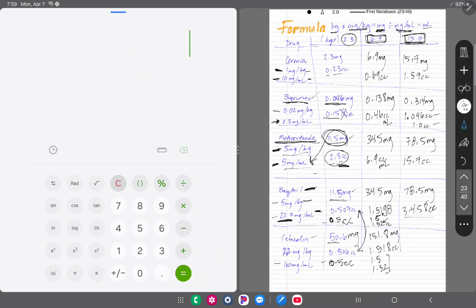Then to cefazolin, 15.7 times 22 mg per kg, 345.4 mg. And then you're going to divide it by 100, the concentration, and that is 3.454 cc's. Again, I'd round that up to 3.5 cc's, but it's always good to ask. Okay, I hope that helps.